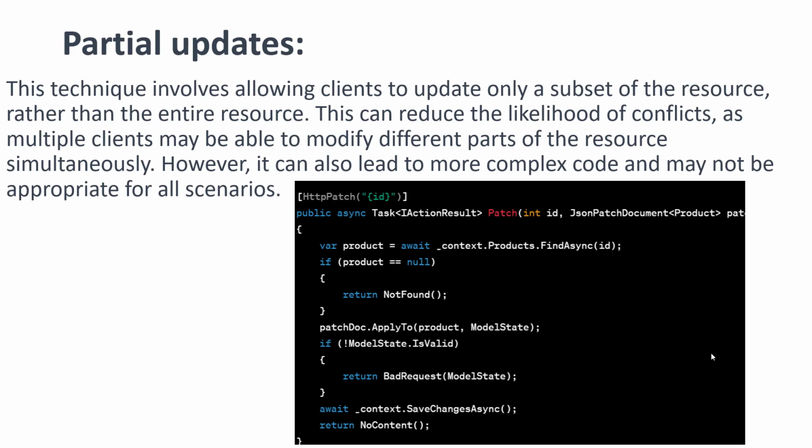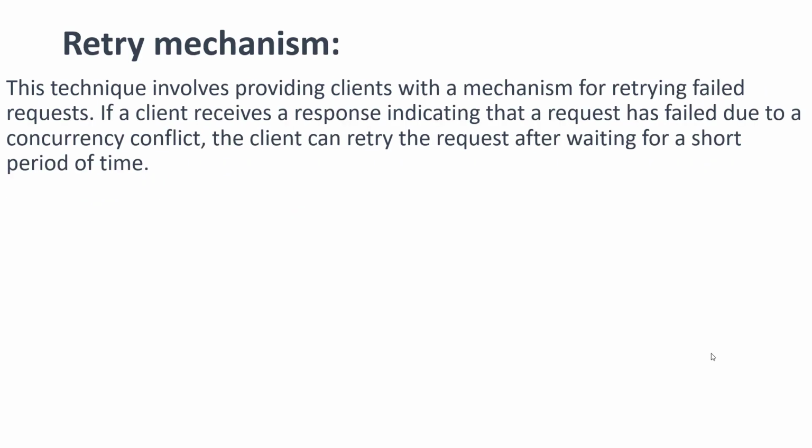So here you can see that the PATCH method accepts a JSON patch document as input, which describes the changes to be made to the resource. The method retrieves the existing resource from the database, applies the changes specified in the patch document, and saves the updated resource to the database. So like that. The next and final method is the retry mechanism.